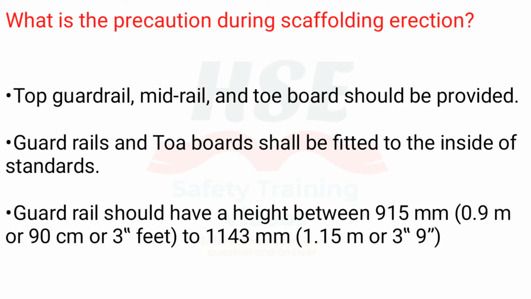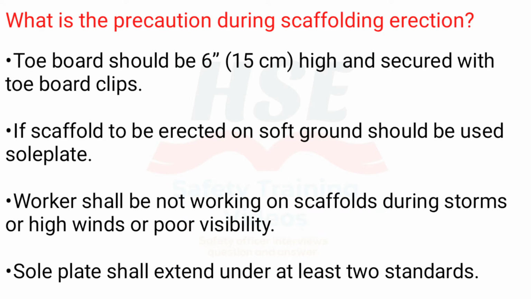Guard rail should have a height between 915 mm, 0.9 meters, 90 centimeters or 3 feet, to 1143 mm, 1.15 meters or 39 inches. Toe board should be 6 inches, 15 centimeters high and secured with toe board clips. If scaffold is to be erected on soft ground, a sole plate should be used. Workers shall not work on scaffolds during storms, high winds, or poor visibility.